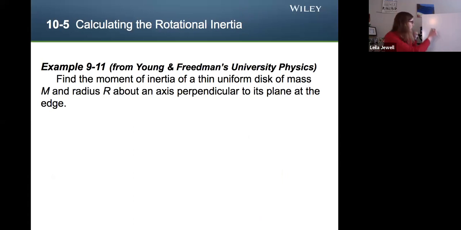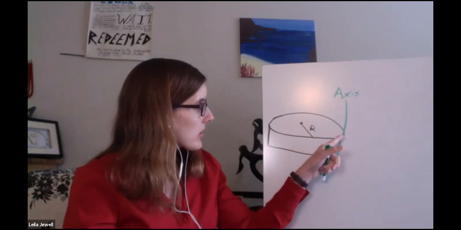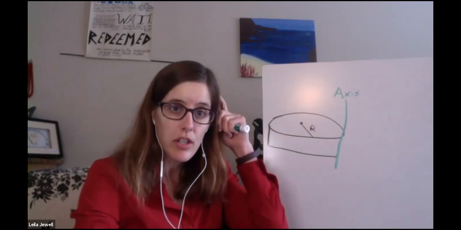So if I try to sketch this out, I can make a disk there, right? And it has a center, some radius r, and we want to find it at an axis perpendicular to its plane and at the edge. So I would draw this over here. That would be my axis. I'll stop the share for a moment so we can see this a little better. So we have our disk, our axis, and we want to find the rotational inertia about this new axis.